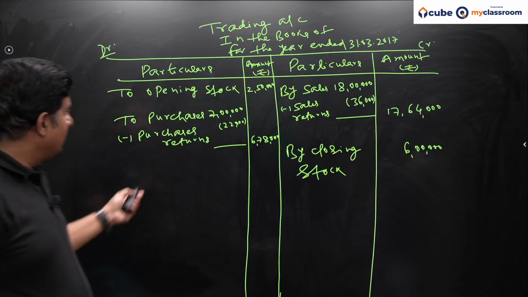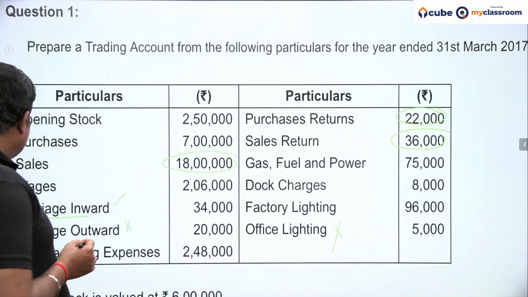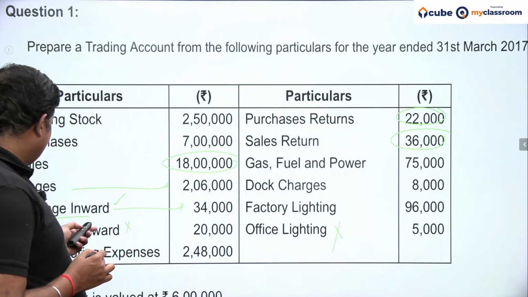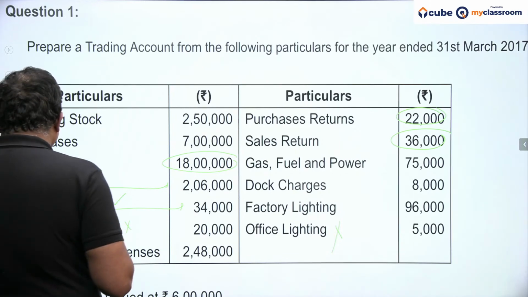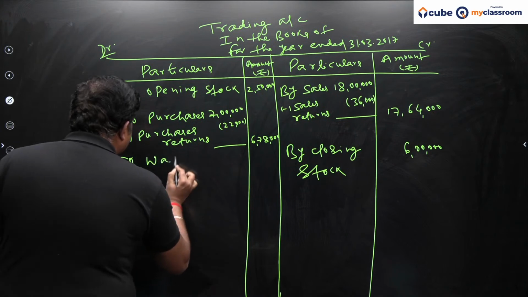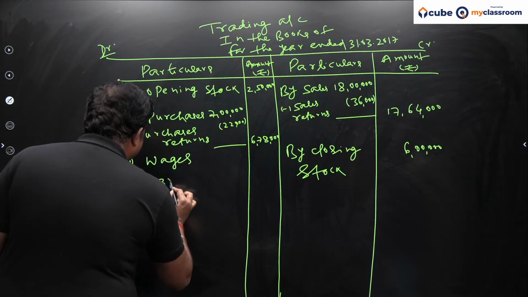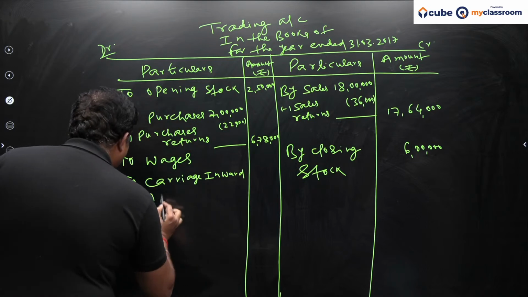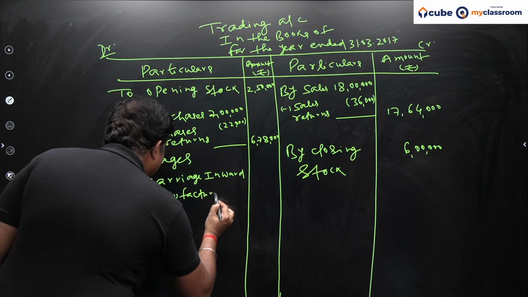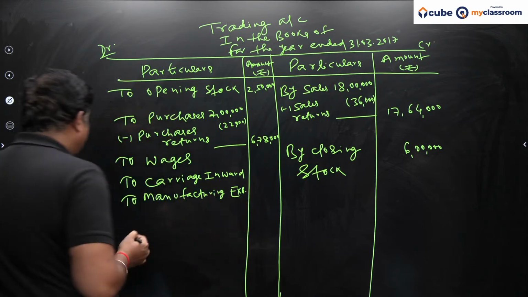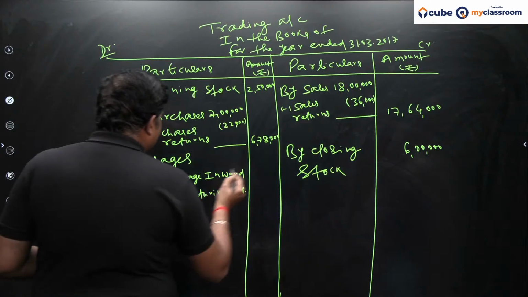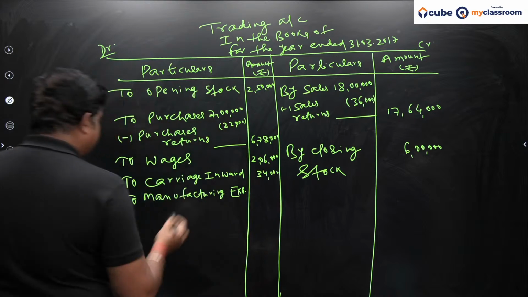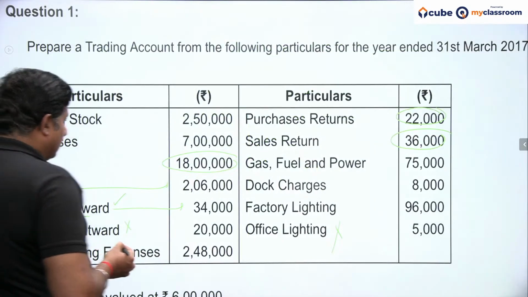Now, आप डायरेक्ट एक्सपेंसेस को किसी भी ऑर्डर में लिख सकते हो। तो हमारे पास डायरेक्ट एक्सपेंसेस में क्या है? वेजेस है 2,06,000 का, कैरेज इनवर्ड है 34,000 का, मैन्युफैक्चरिंग एक्सपेंसेस है 2,48,000 का। तो इसको हम लिखते जाते हैं। टू वेजेस, टू कैरेज इनवर्ड, टू मैन्युफैक्चरिंग एक्सपेंसेस, now we have to write the value also. So wages is 2,06,000, carriage inward is 34,000, manufacturing expenses is 2,48,000.